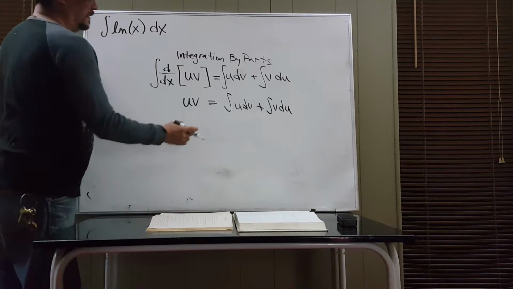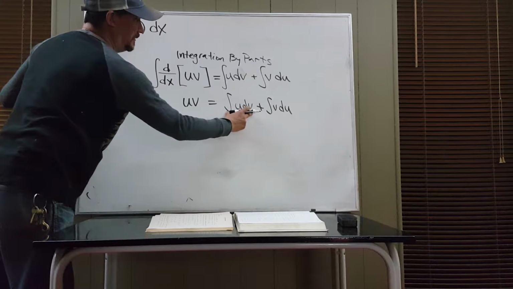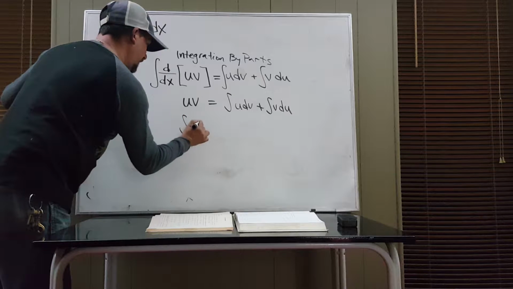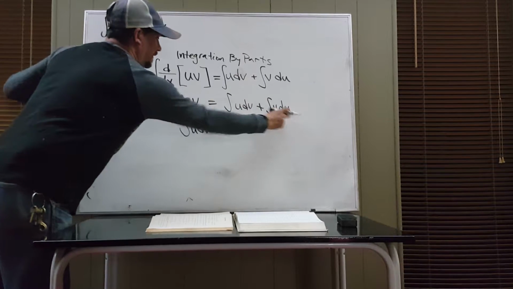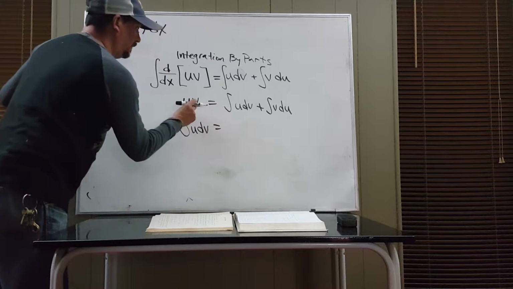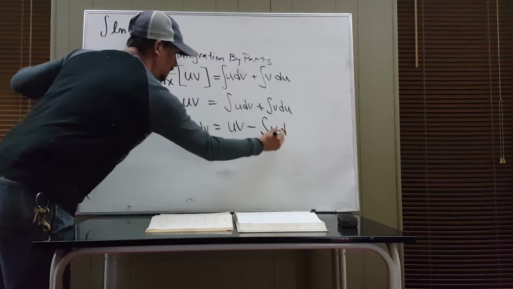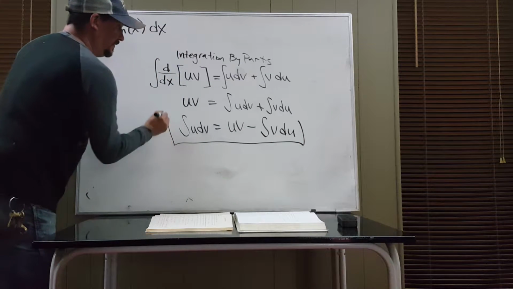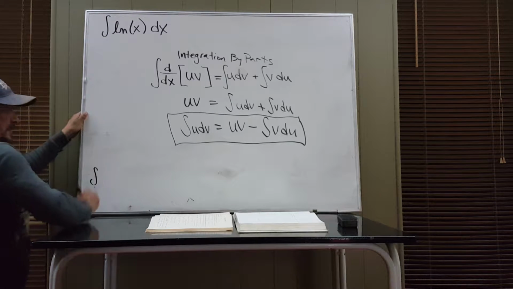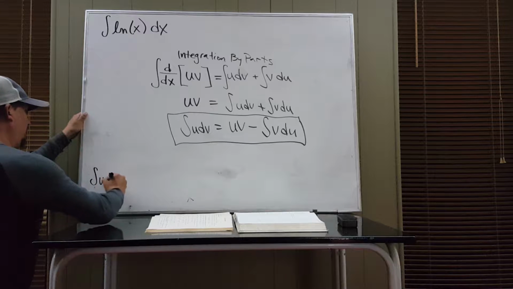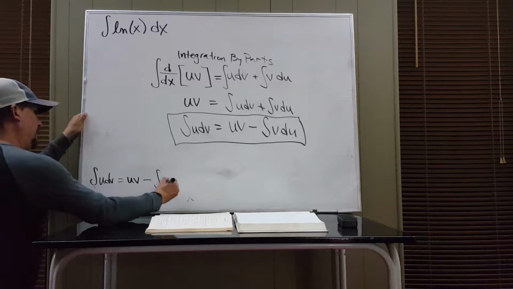Well, now we can solve for one of these two. I want to solve for this one here. So if I just solve for this integral here, if I take this and put it over on this side, and then subtract this from both sides, I'd have this is equal to this product minus the integral of v du. And this is the formula for integration by parts. And I'm going to write it down before I explain, because we're going to use it again. So we're going to have the integral of u dv is equal to uv minus the integral of v du.